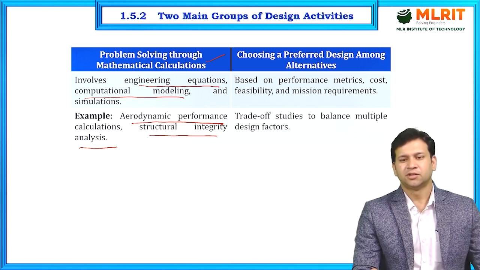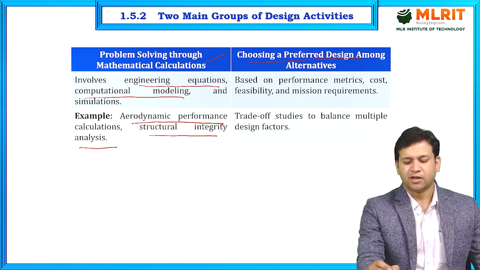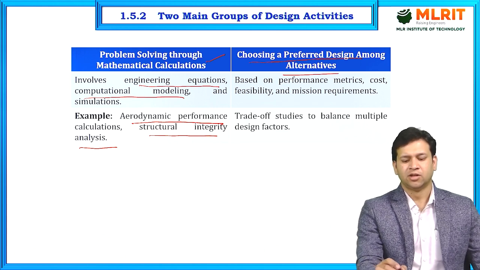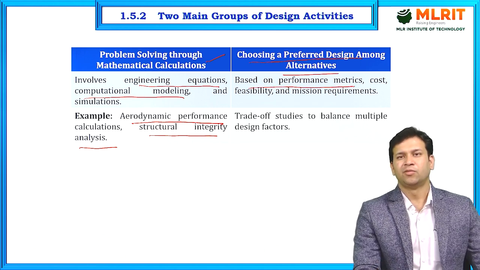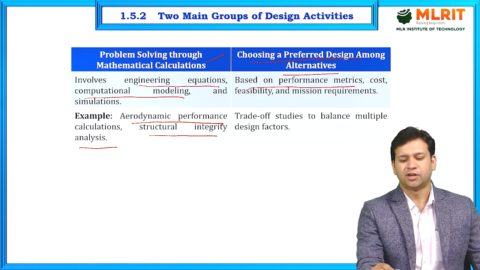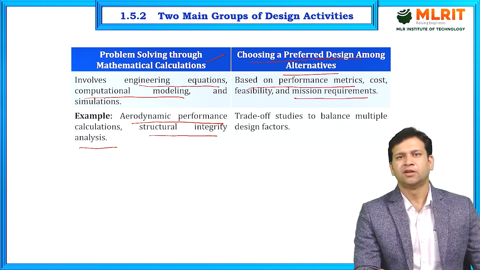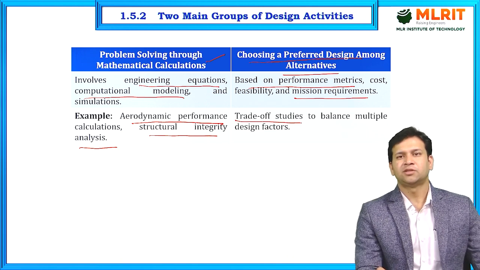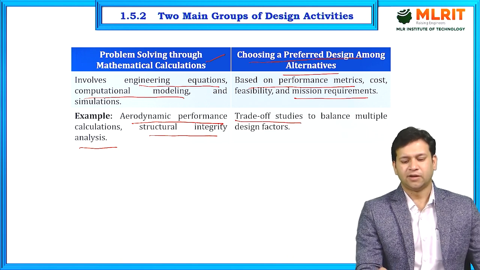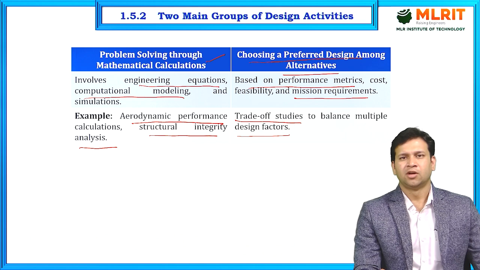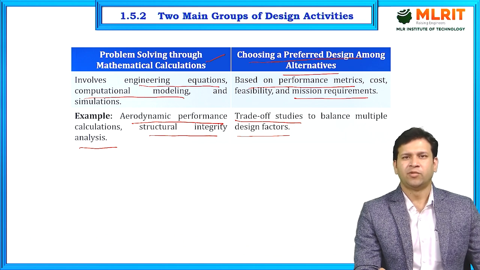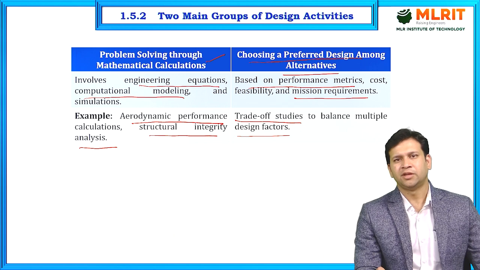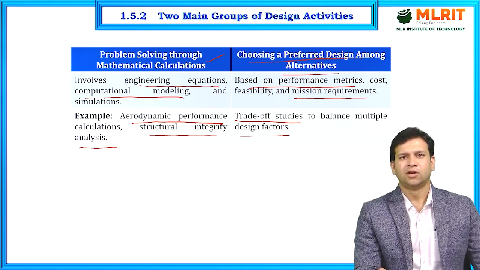The second method is choosing a preferred design among alternatives from the historical trends and available data. Based on the performance metrics, cost, feasibility, and mission requirements from the historical data, we choose our preferred design. We conduct trade-off studies to balance the multiple design factors. It includes basically the performance, L by D, range, endurance, performance matrix. All these things we include in the trade-off matrix.